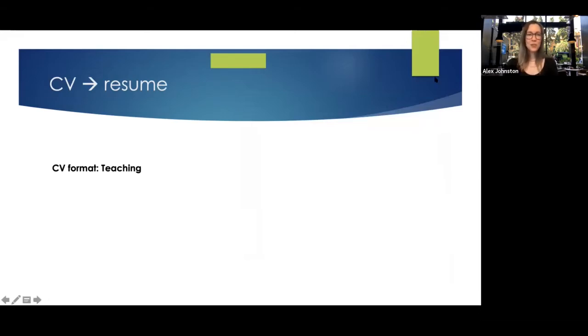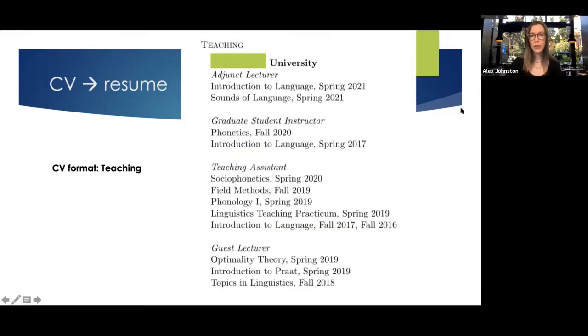Okay, I'm going to turn to looking at CVs and giving an example of how you can turn your experience that's listed on a CV into a resume experience. So here's an example of someone who was a PhD student in linguistics. Looking at this, we can see there's a lot to do with phonetics and phonology here. So this is CV format taken straight from a CV.